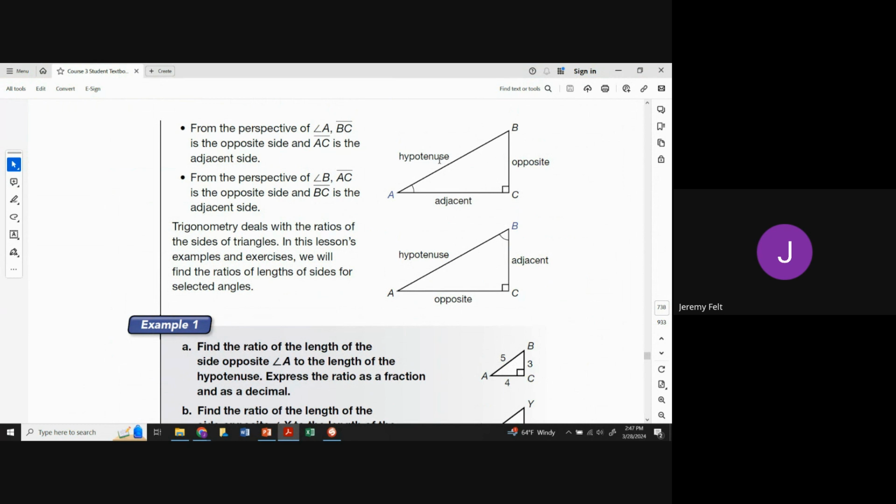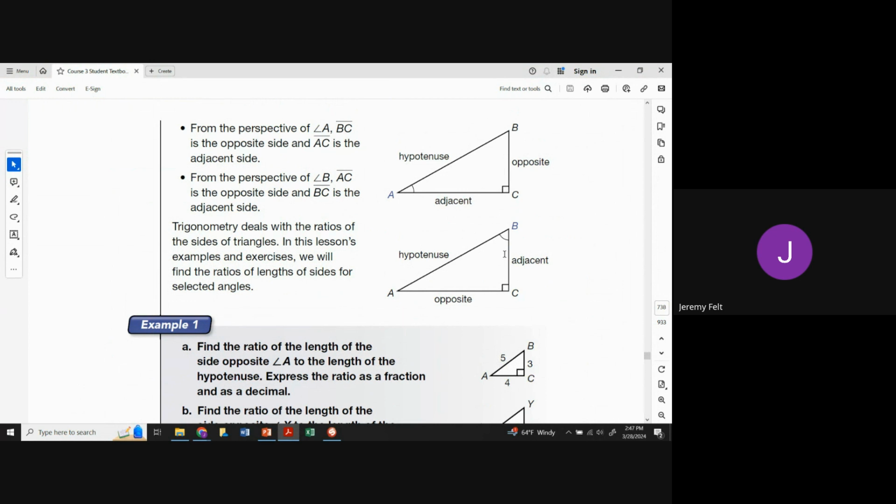from the right angle. So yes, it is adjacent, but for our terminology's sake and for keeping sides straight and knowing which one we're talking about, opposite is across or opposite from the angle. Adjacent is the one closest to it, that comes to the vertex, and the hypotenuse is the one across from the right angle. So this works with right triangles: we have opposite, adjacent, and the hypotenuse.